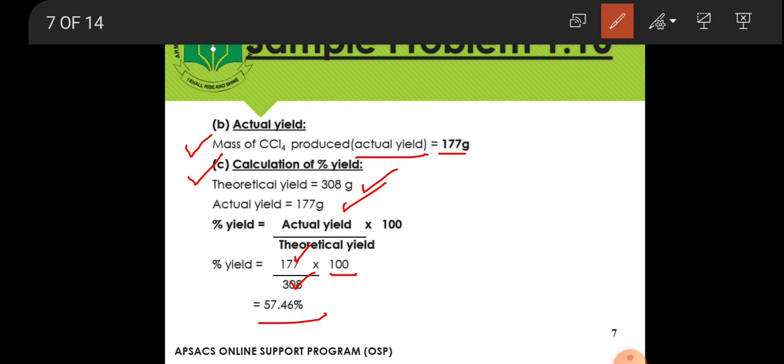We know that students, percentage yield tells us about the efficiency of a reaction. For example, if the percentage yield is greater, then more amount of reactants will be converted into the products and more will be the efficiency of that reaction. But in this case the percentage yield is less, so it means that less amount of reactants are converted into the products and the efficiency of this reaction is not very high. So in this way we can guess the efficiency of a chemical reaction.